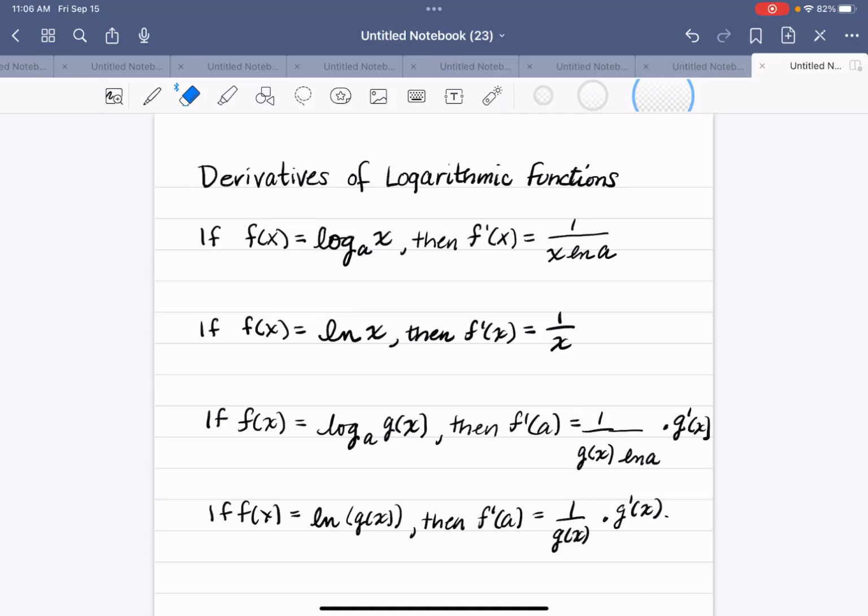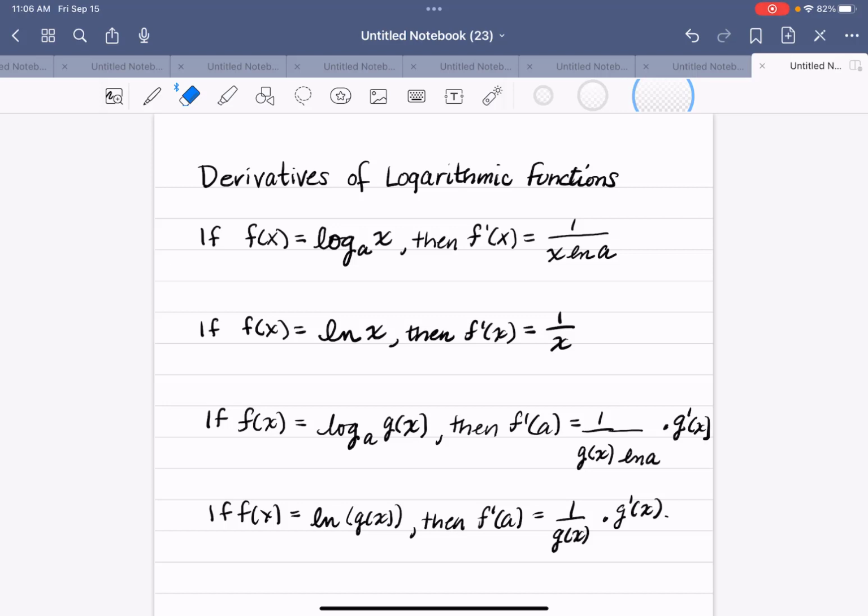Let's review the rules for the derivatives of logarithmic functions. If f of x is log base a of x, then f prime of x is 1 over x times the natural log of the base. So log base a. If there's no base written, it's going to be a 10, but in most cases you'll see a base written there.